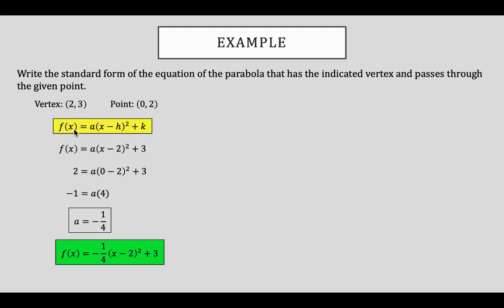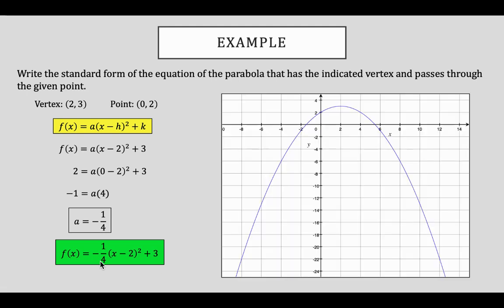And now we could very easily sketch the graph of this parabola. We know that the vertex is located at 2, 3. We know it has to go through the point 0, 2, and because our a value is negative, we know that our parabola is going to open downward.